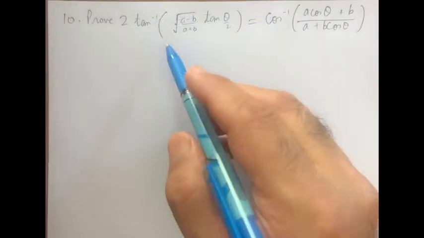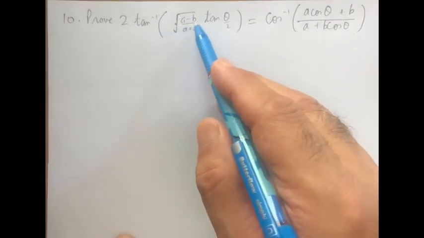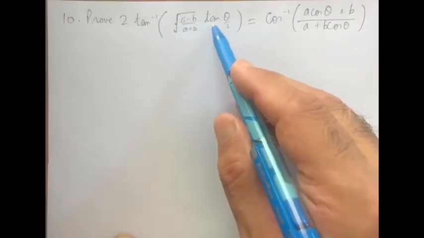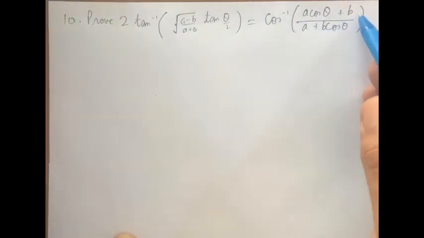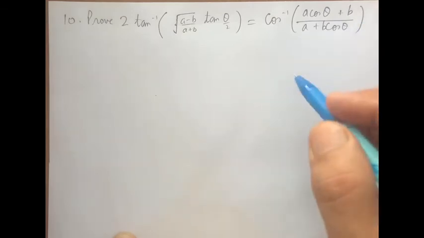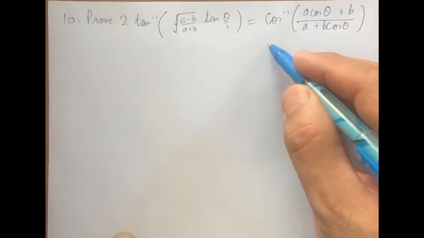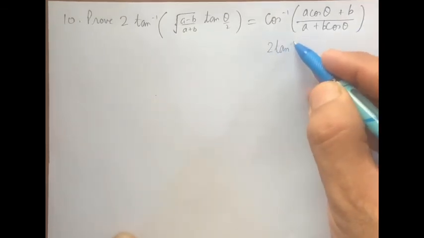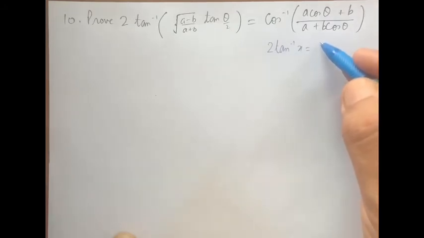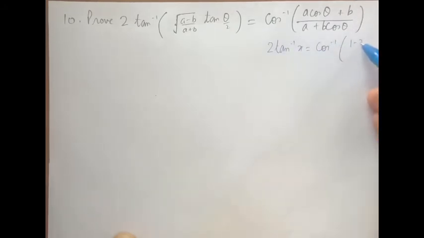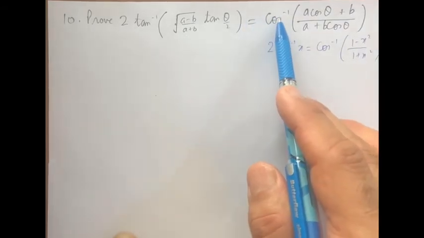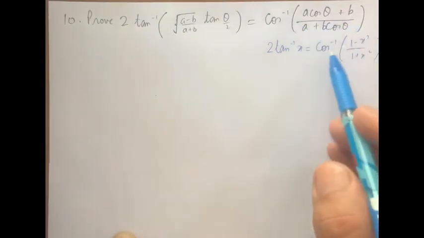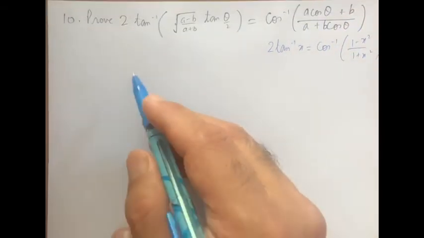We have to prove 2 tan inverse of root of (a minus b upon a plus b) into tan theta by 2 is equal to cos inverse of (a cos theta plus b) upon (a plus b cos theta). So we use this formula: 2 tan inverse of x is equal to cos inverse of (1 minus x square) upon (1 plus x square). Since we want cos inverse on the right hand side, we are using this formula.